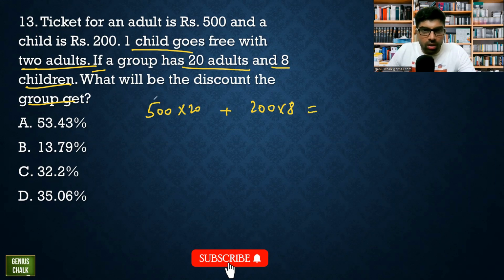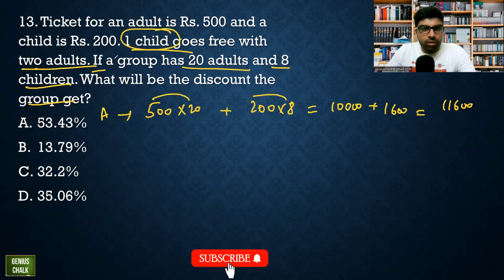So what is the total? 5 2s are 10, 10,000 plus 1600. So 11,600 is the actual value. Now you know that a child goes free with 2 adults. So what can we say?